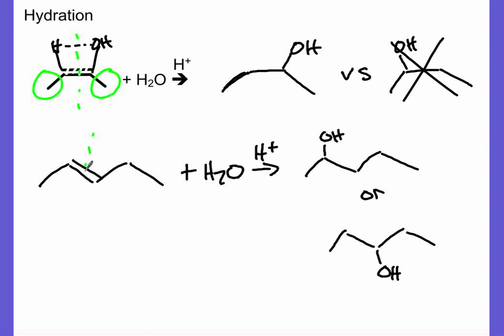But if you look across this double bond and this ethyl group here is different than this methyl group over here, then it is different. It is going to matter which side you put the hydroxyl group on. You are going to get two different products. So you're just looking for symmetry or asymmetry. If it's symmetrical, you get one product. If it's asymmetrical, you can get two.